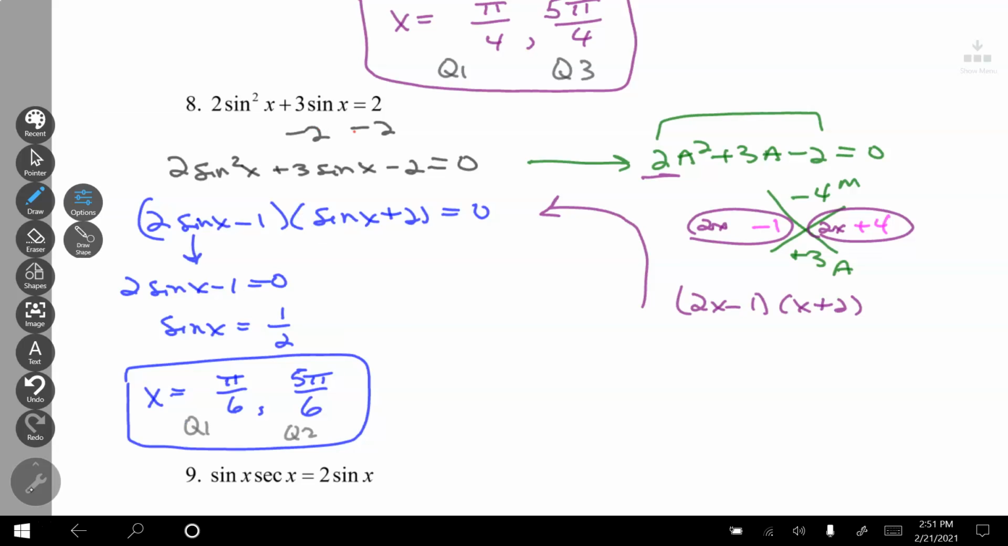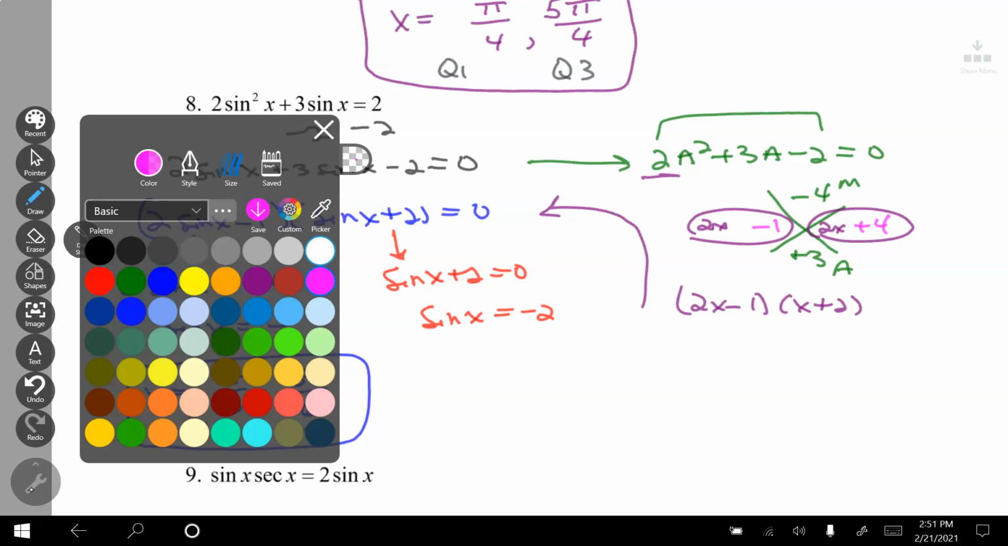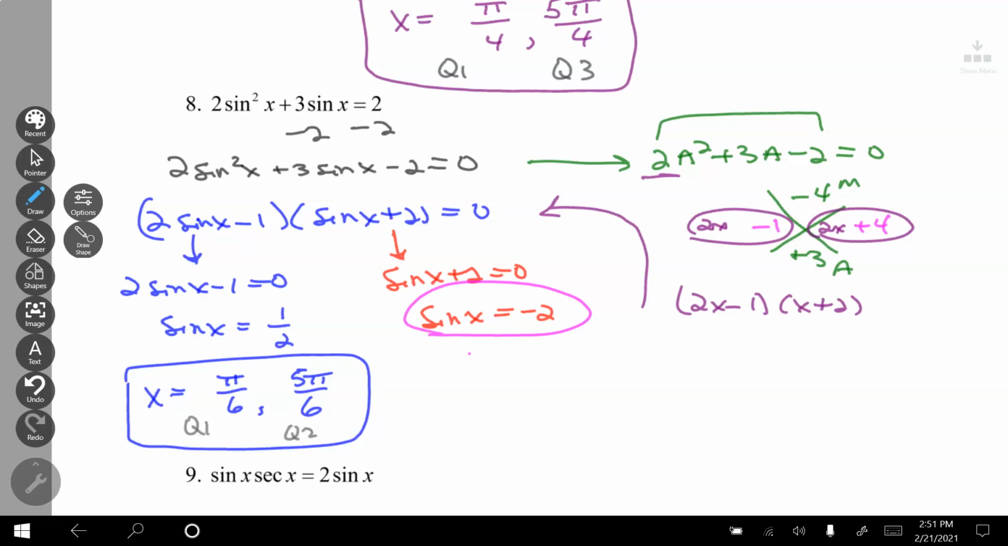Now this one's a little bit more difficult. So sine of x plus 2 is equal to 0. I have to subtract the 2. I get sine of x is equal to negative 2. And when does sine of x equal negative 2? Never. Sine is stuck between the numbers negative 1 and positive 1. It can never equal negative 2, negative 5, negative 1.8, or any of those numbers in between. So you only have these two solutions.